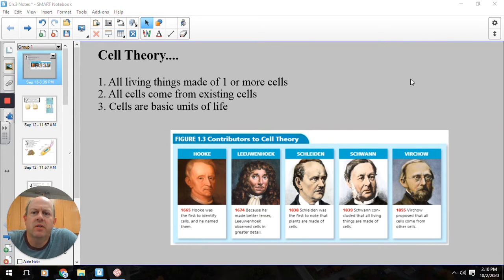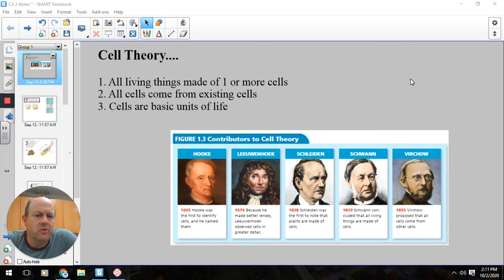Today we're going to talk a little bit about cell theory and the history of the discovery of cells. Cell theory as we know it today is all living things are made of one or more cells, and all cells come from existing cells, and cells are the basic units of life. But this was really kind of a compilation of many people's scientific work and discoveries.